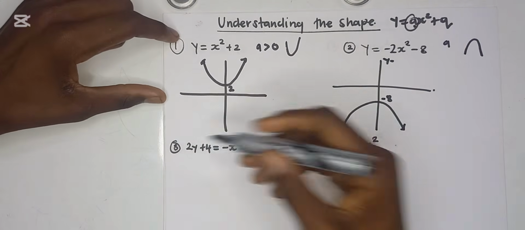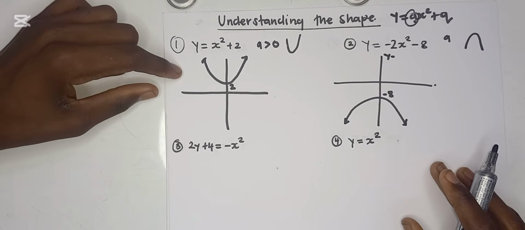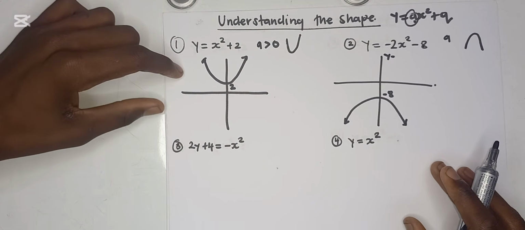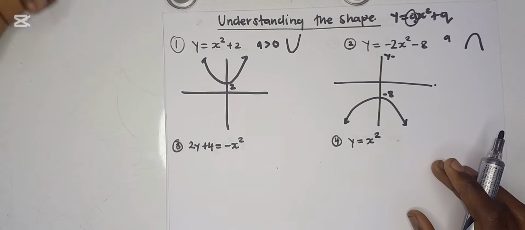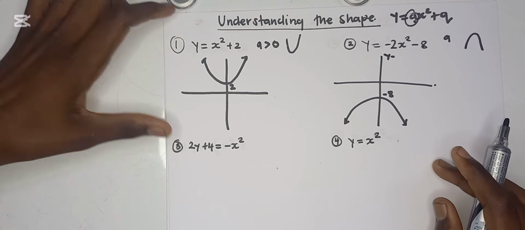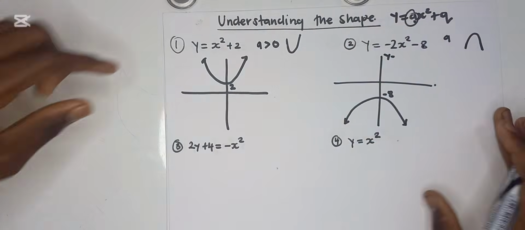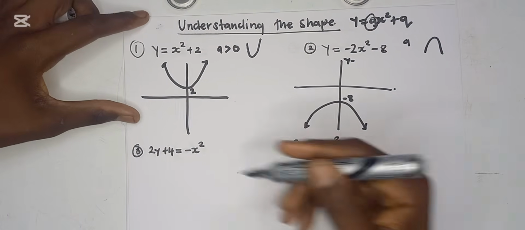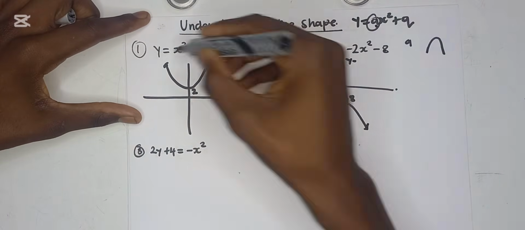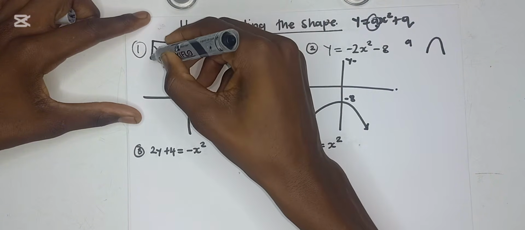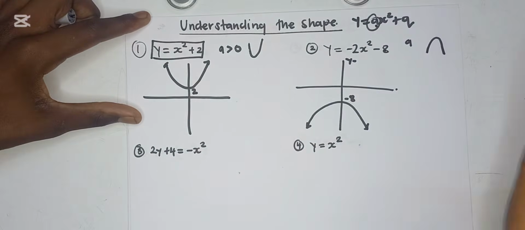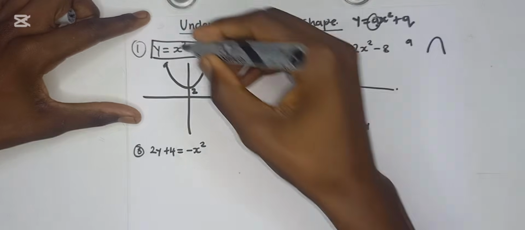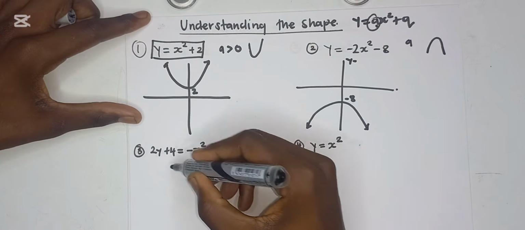Going to number 3, this one is 2y plus 4 equals -x squared. What is the value of A? What is the value of Q? We will be unable to see it very clearly. Why? Because this one is not the same as the others. We know each and every equation of ours as the one that starts with y. So we have to first simplify this one.